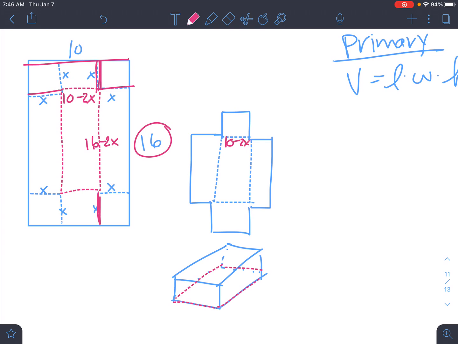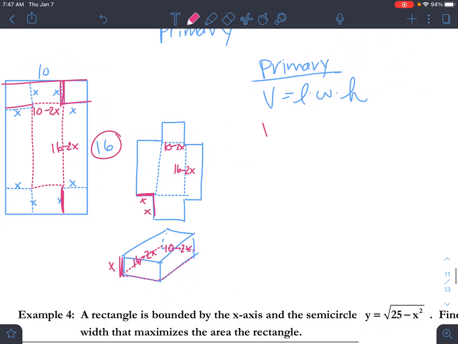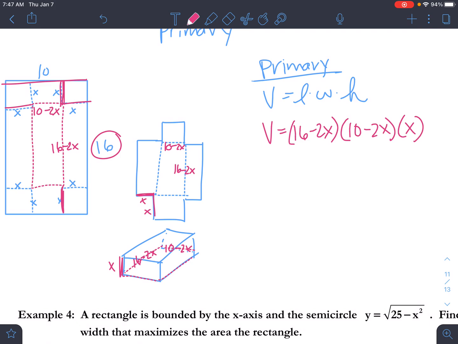Right here, 10 minus 2x, this is 16 minus 2x. This is right here, 16 minus 2x, this is 10 minus 2x. And then finally, what about the height? This would be x, right? Because if you fold these sides up, these were x. Now this rectangular box is x tall. So your three dimensions here, the length was, 10 and 16 you could interchange, but 16 minus 2x, then you had 10 minus 2x, and the height was x.